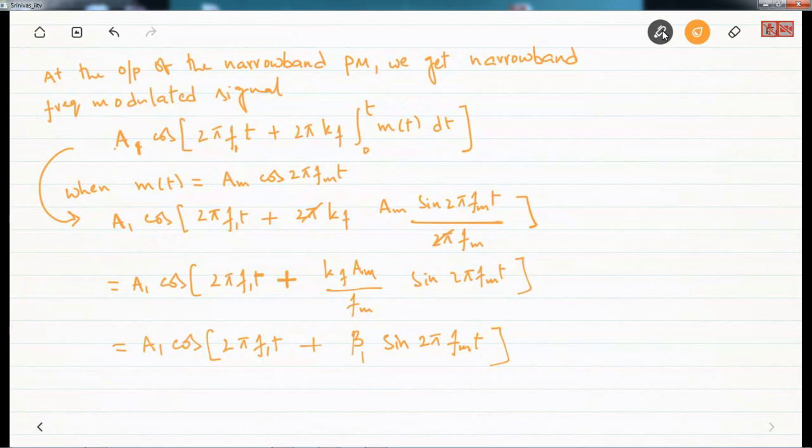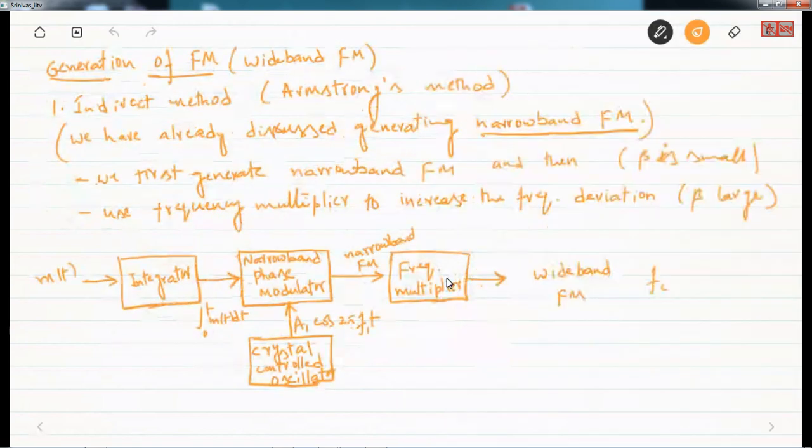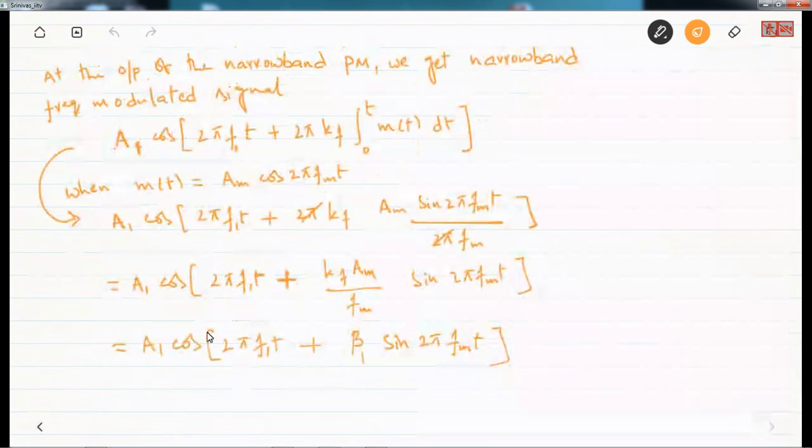Now the output of the FM, this output is given to the frequency multiplier, right? See here, we have this narrowband FM. So whatever equation we have written in the next page is the output of the narrowband phase modulator, which is equivalent to the narrowband FM modulated signal. That signal is being given to a frequency multiplier. So this frequency multiplier, what it does, let us see.